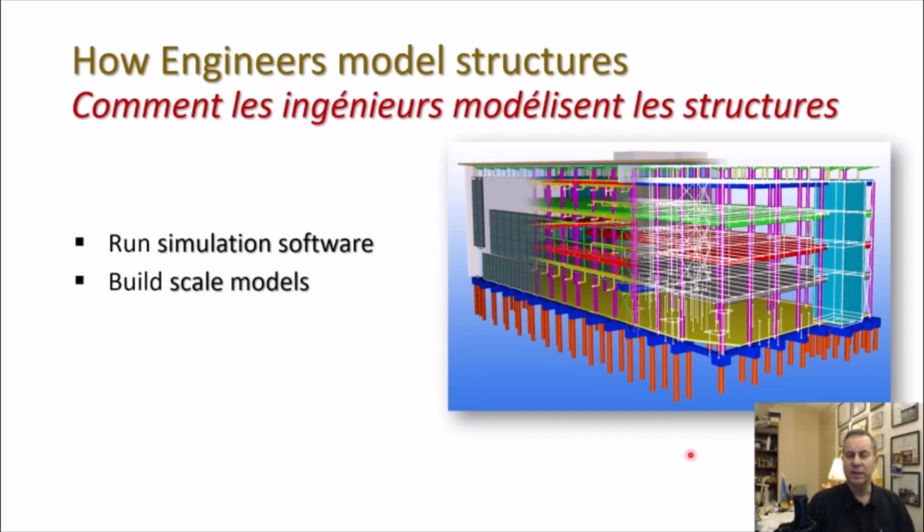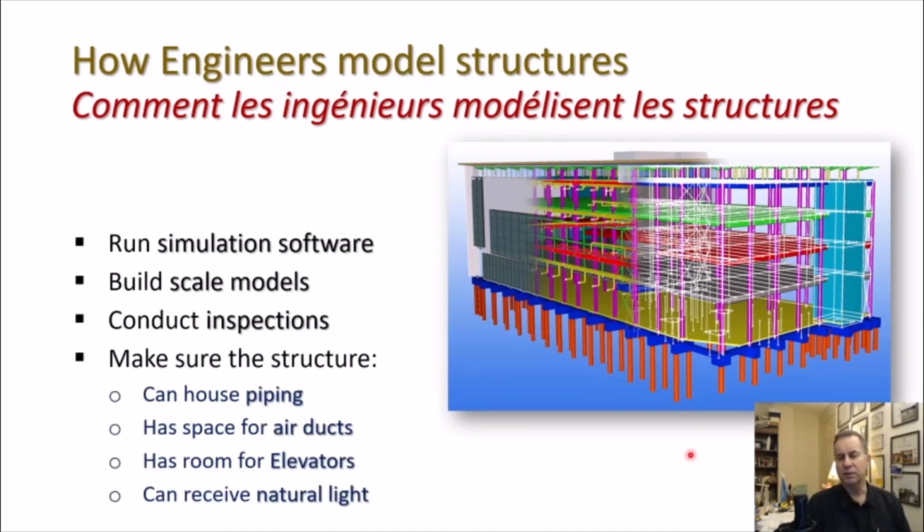Another way engineers model structures is to build a scale model. When you look at it physically, three-dimensionally, you can tell whether it's going to work or not. A third way is you conduct inspections. If you run simulation or build a scale model, you can try putting simulated loads on the structure, whether it's a bridge, a building, or otherwise, and see how it behaves.